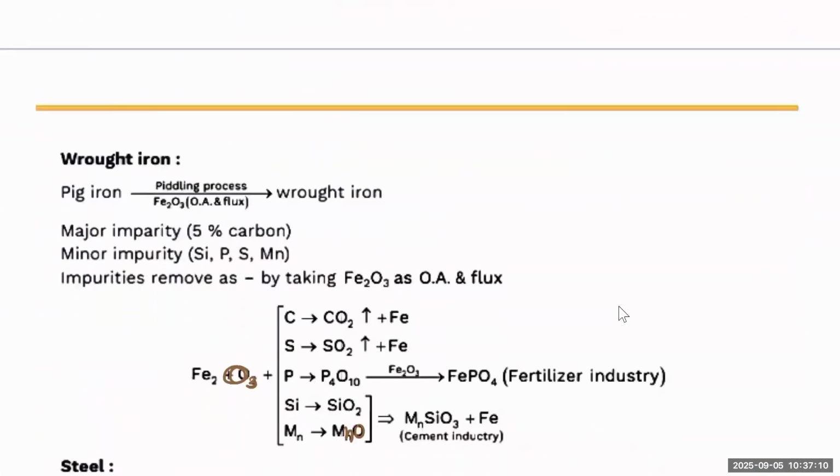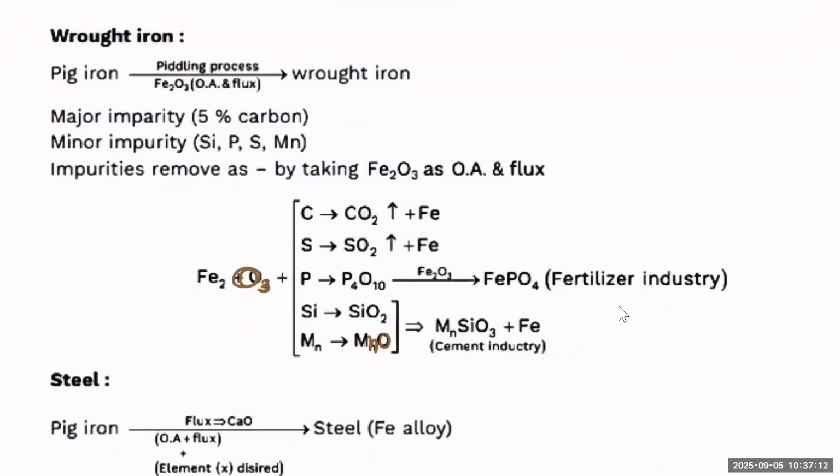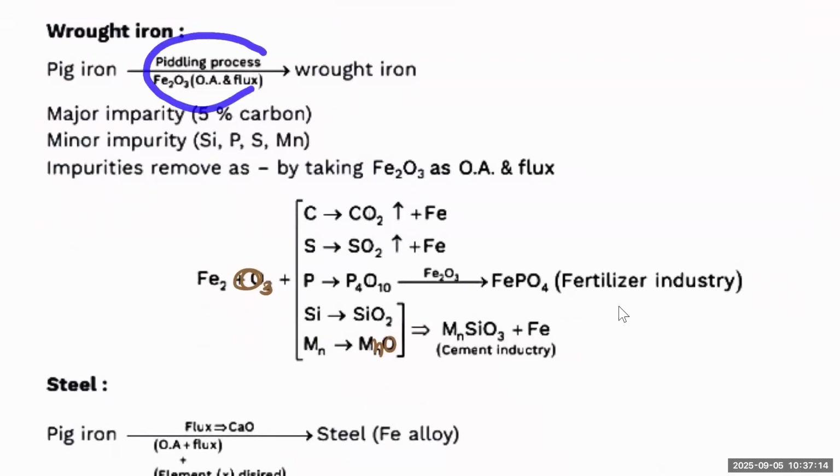Now, pig iron, if you do the puddling process, puddling is like mixing like this. So by the puddling process, we can get wrought iron. Wherein we can see Fe2O3, right? The major impurity which is present is carbon here. Minor impurities include silicon, phosphorus, sulfur, manganese, and so on.